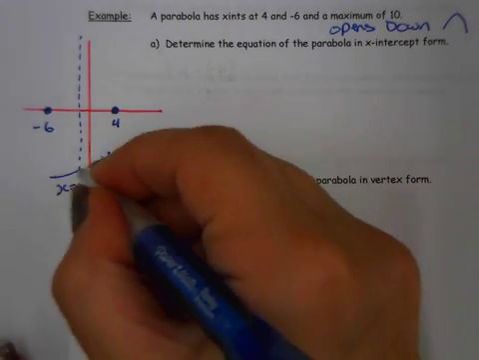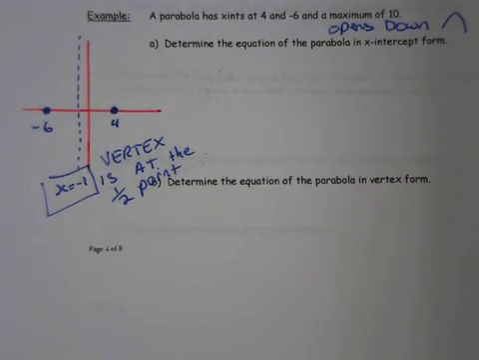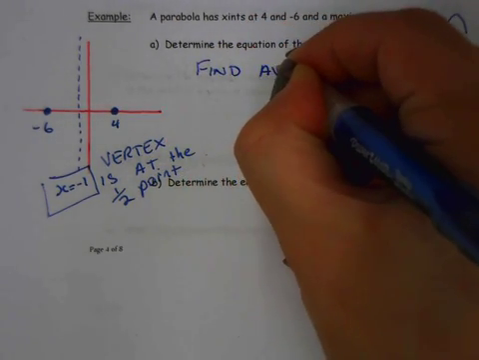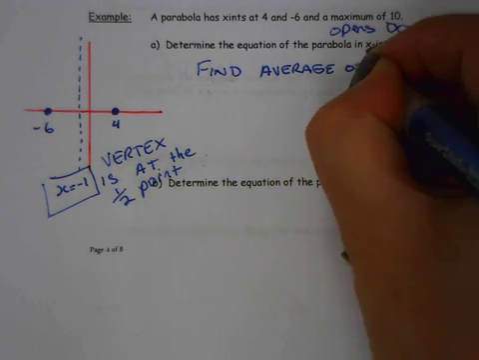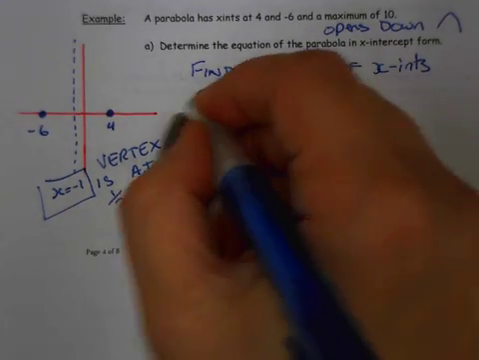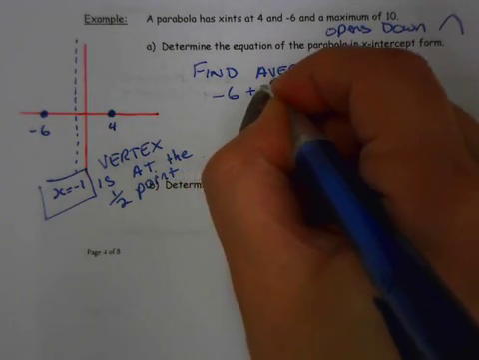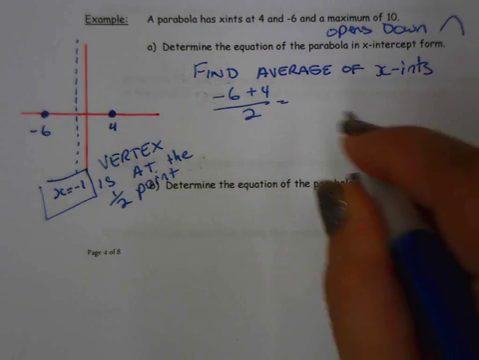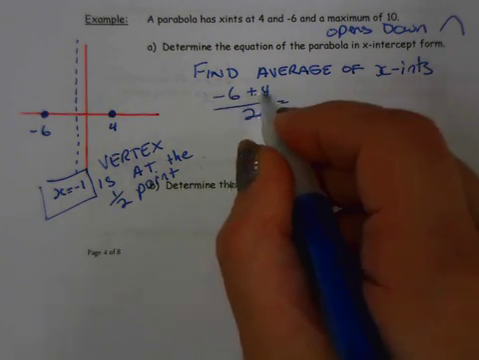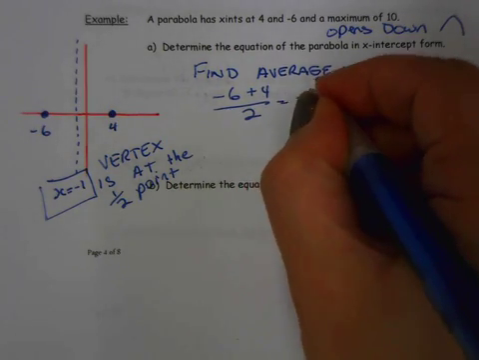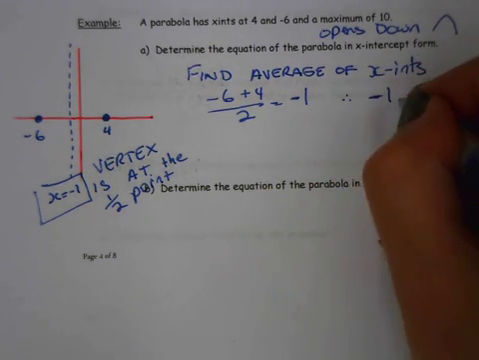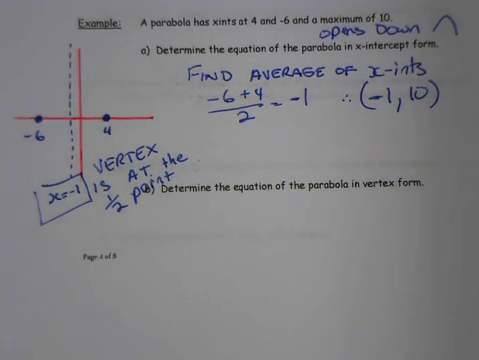But there is a formula that some people seem to like, and that's to find the average of the x-intercepts. So that would be the average of -6 and 4 divided by 2, because you're taking an average of only 2. -6 plus 4 gives us -2 over 2. That gives us -1. Therefore, our vertex is going to be -1 and our maximum 10.